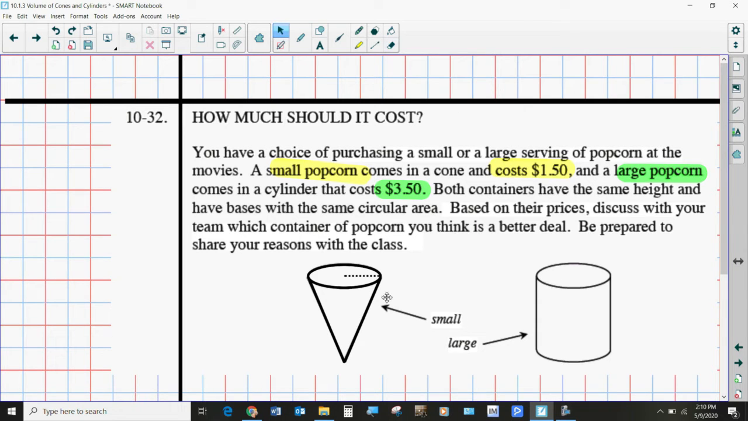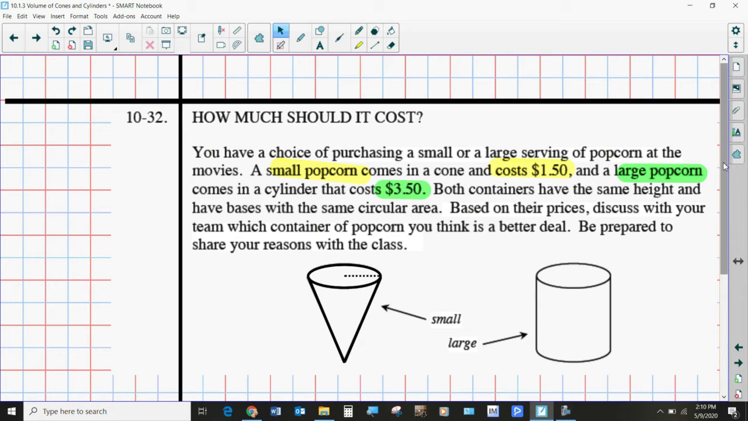But one thing I do want to stress to you is that this cone does have the same circular base area, and it has the exact same height as the cylinder. So with that in mind, I'm going to show you an experiment so we can figure out how to find the volume of the cone.